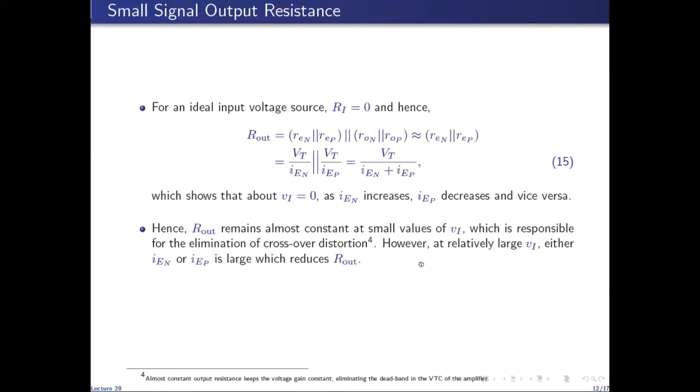However, please note that for large values of the input voltage, either IEN or IEP will be large, which will eventually reduce the output resistance. So R out will be comparatively smaller at relatively large values of the input voltage.